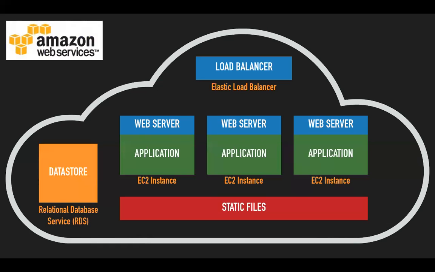AWS has its own data store. They call it the Relational Database Service, and this is just a way to easily spin up a Postgres server, a MySQL server, Microsoft SQL, Oracle server, whatever you want, and stamp those out. And then finally, Amazon S3 again. So very similar to Heroku, just a little bit more involved.